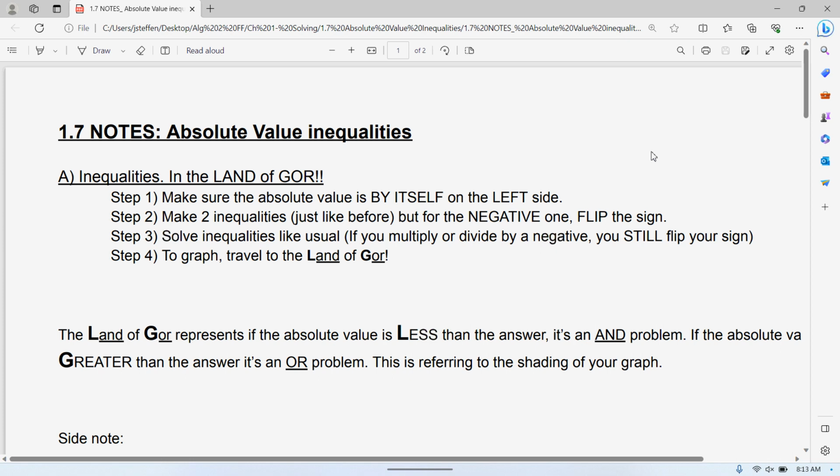One of the phrases I teach for inequalities is called the land of GOR, and that's about step 4. It's one of those things that helps you check your work. I think you can get the answer without it, and that's the battle I always fight with. Which one do I want to tell you? At the very least, it does help you check your work, and it does make grading easier.